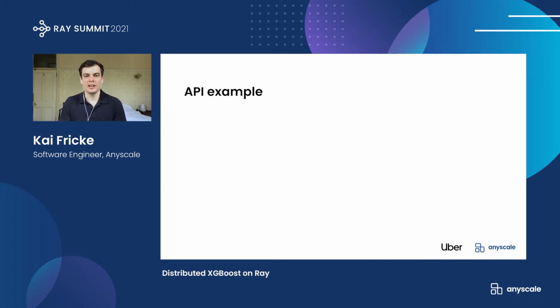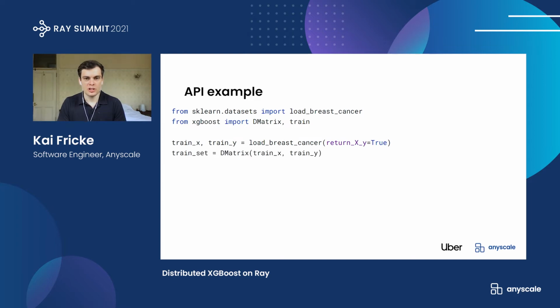Here's an API example on how to use XGBoost-Ray. First, we'll show a non-distributed training script. After the imports, we just load some dataset, initialize the XGBoost DMatrix, train the model, and save it afterwards. Now, to make it distributed, we only have to change 3 lines of code.